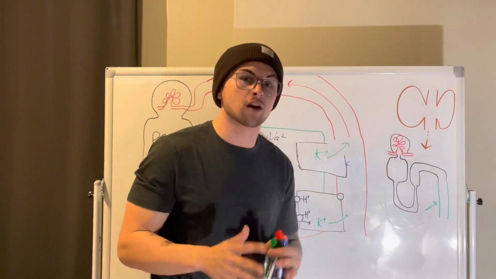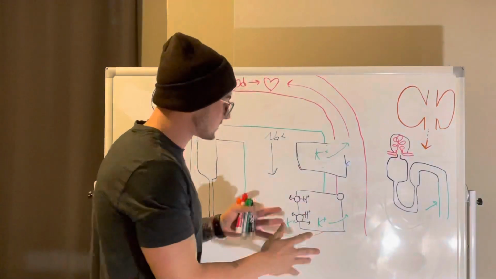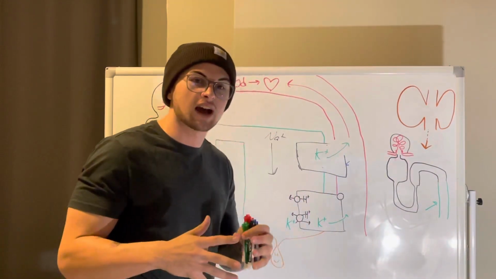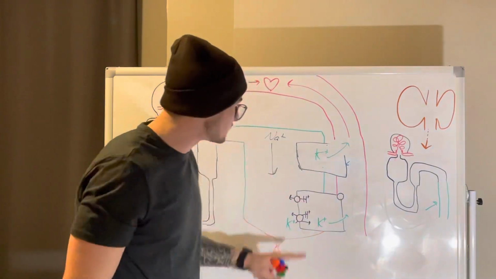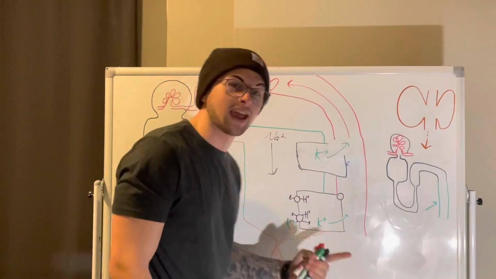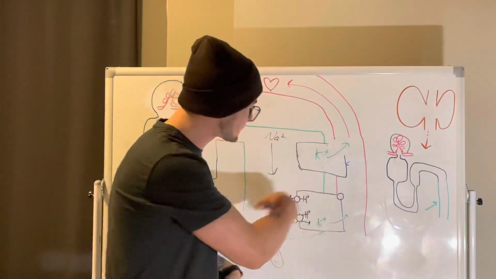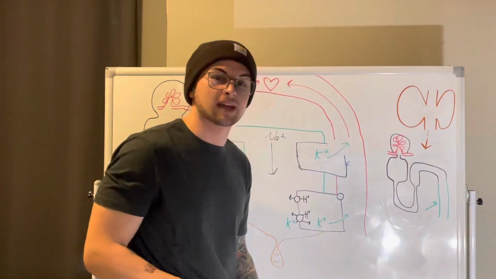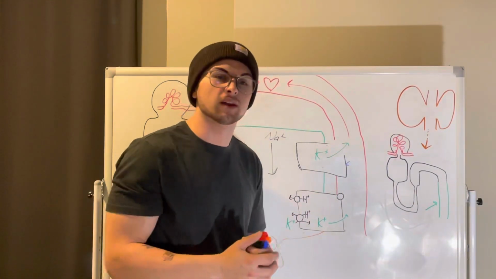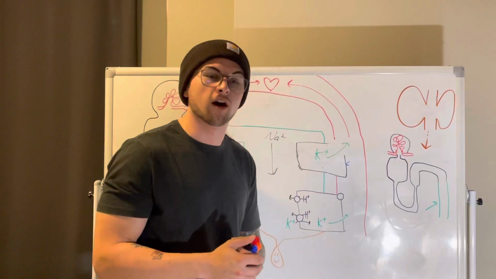Okay, so let's talk about the complicated, the sexy, the mysterious alpha intercalated cell. This is a mysterious guy. He does a pretty important job. He spits out hydrogen ions, and he retains the potassium. It spits out the hydrogen, it sucks back in the potassium. This is important in acid-base regulation, and we'll talk about it in a later video series when we go over acids and bases.